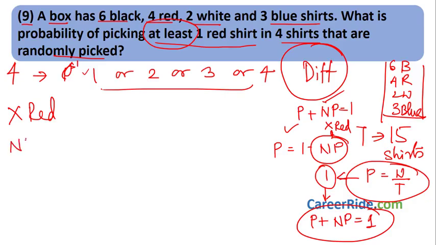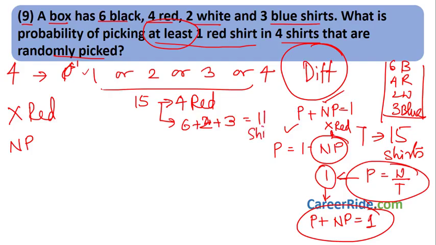Okay, what is the probability, right? How many total shirts are there? 15. Out of them, 4 are red. So how many non-red shirts are there? It is 6 black plus 2 white plus 3 blue, that would be 8 plus 3. 11 shirts are there which are non-red. If you choose any one of these shirts, it would not be red, right? So what is the probability of not choosing a red shirt, not choosing any of the 4 red shirts?